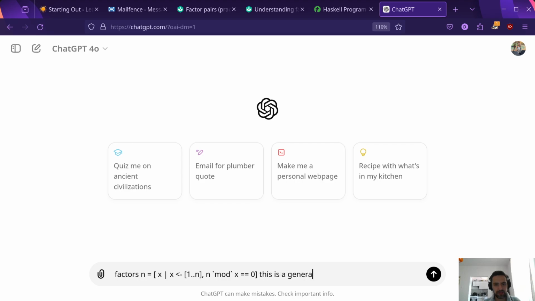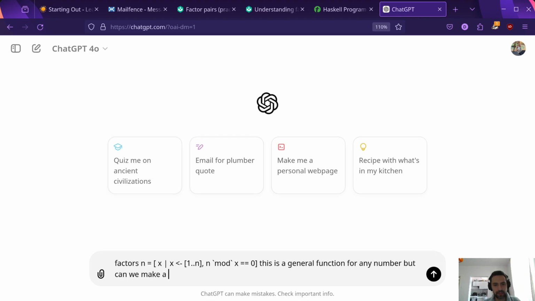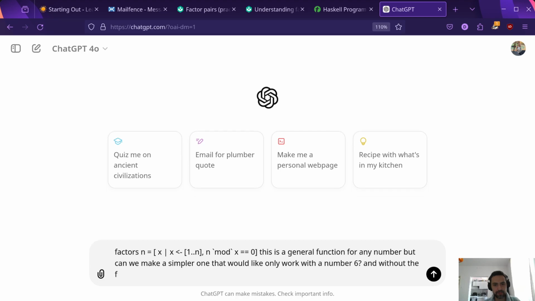This is a general function for any number, but can we make a simpler one that would only work with the number 6, without the factors n, but only with the list comprehension used in the interpreter?